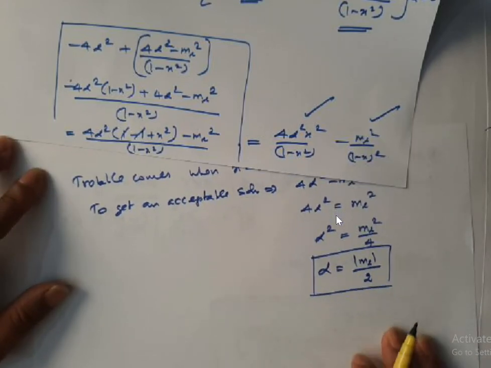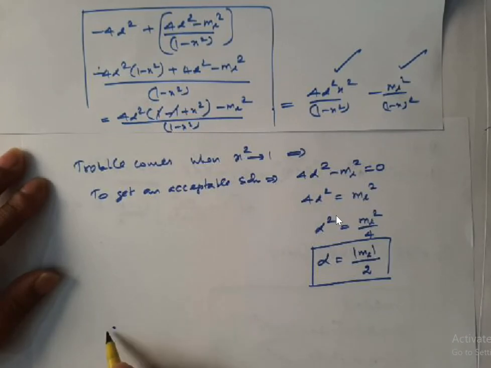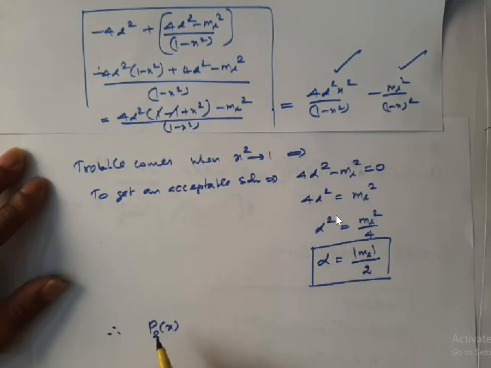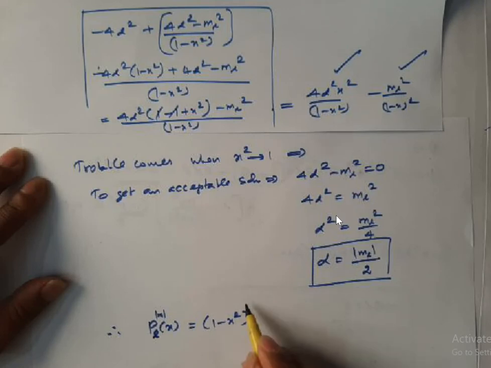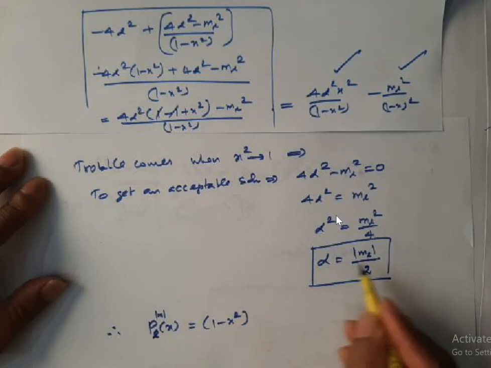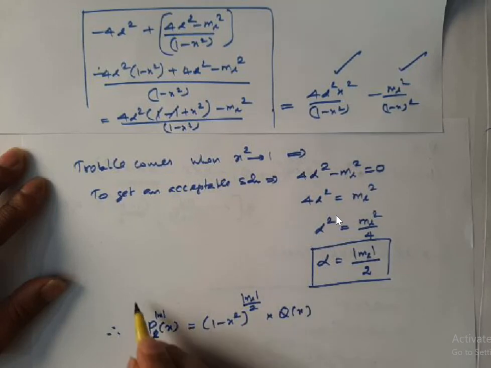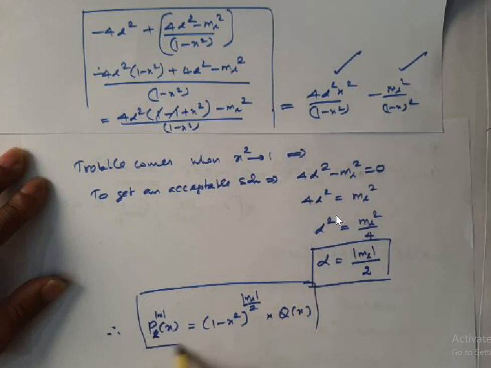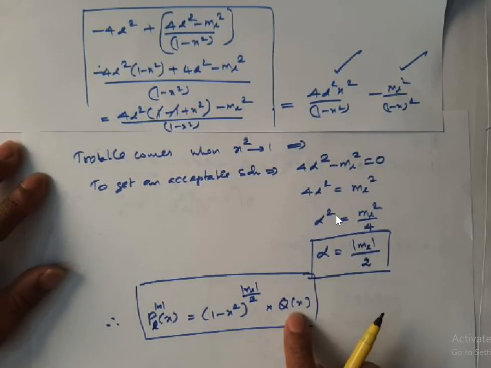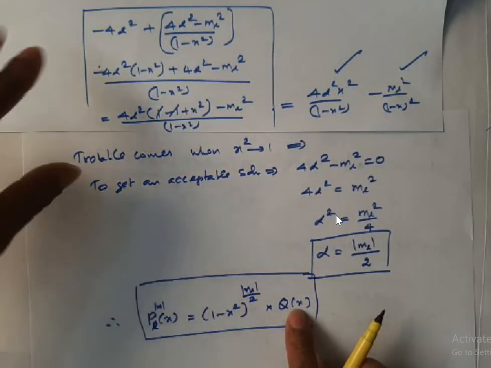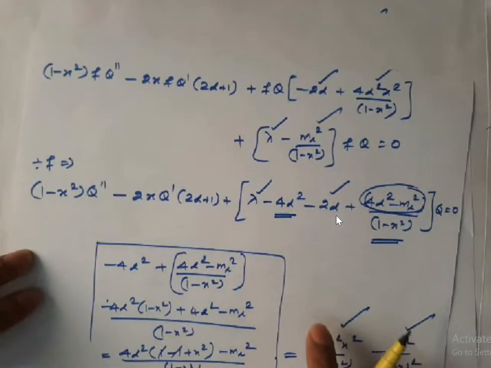Okay, so therefore the function, our original function p of x, which is actually written as P_l^m of x equal to (1 minus x squared) power alpha term was there. Now I replace this alpha by ml by 2 into q of x. So this is the function. Now we need to identify the q. To identify q, we should consider this equation.